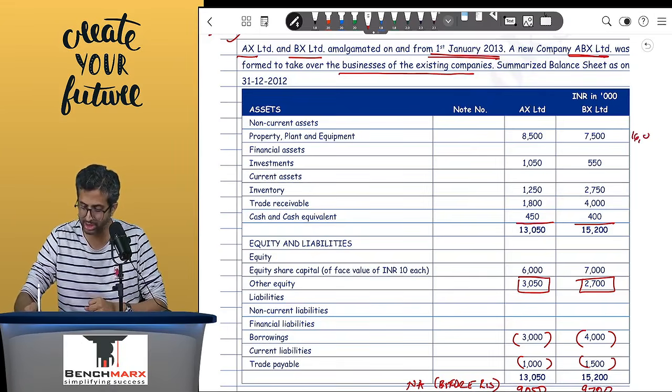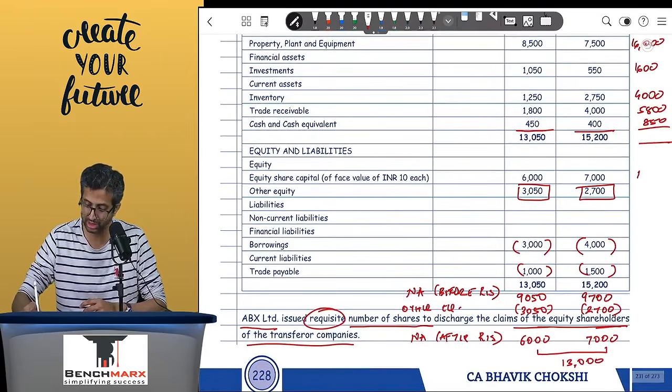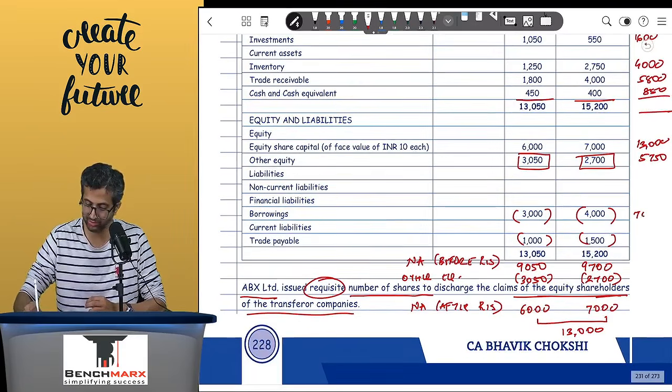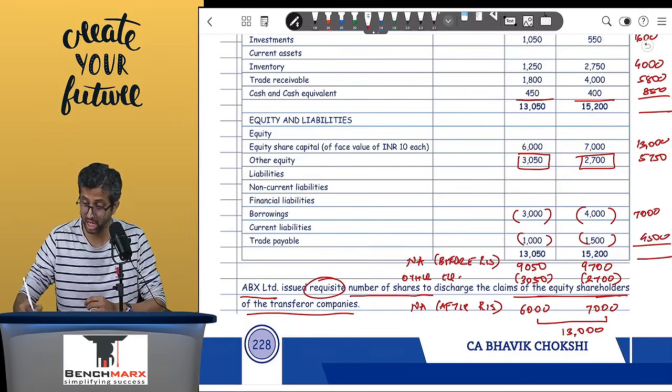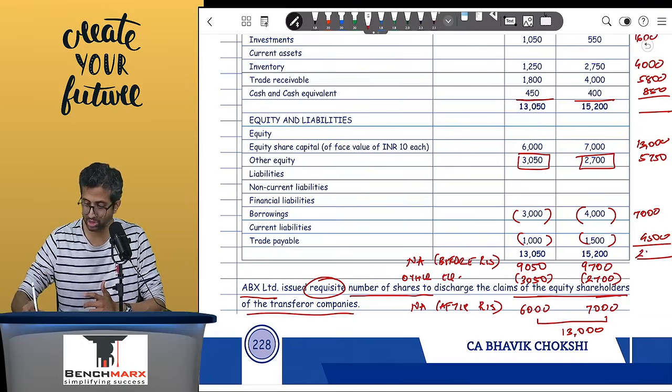This is probably 16,000 for PP, this is 1,600 for the investments, inventory is around 4,000, trade receivables 5,800, and this is 850. Share capital will be 1,300 shares of rupees 10 each, so this is 13,000, and other equity will be, I think, the total of both of these, 5,750. Your borrowings will be 7,000 and your trade payables will be, I think, 4,500. If you do the workings properly, your balance sheet will tally, there is nothing else. So this will tally at 28,250.